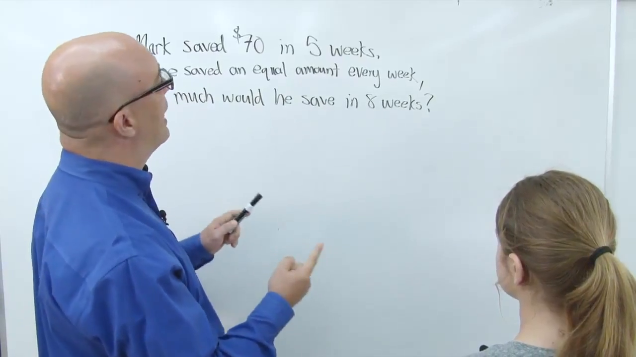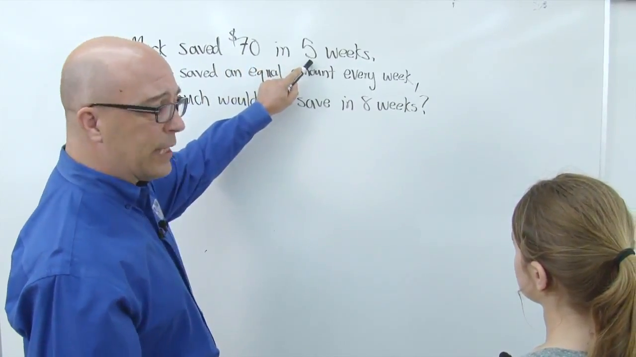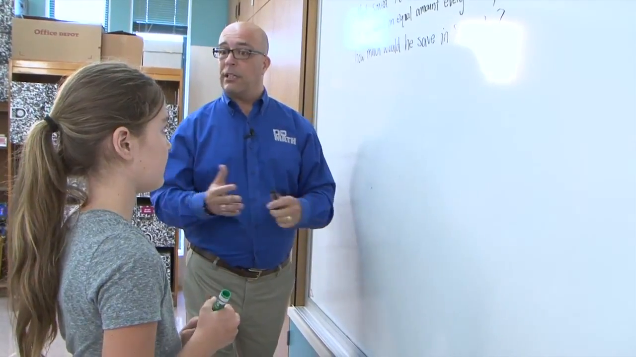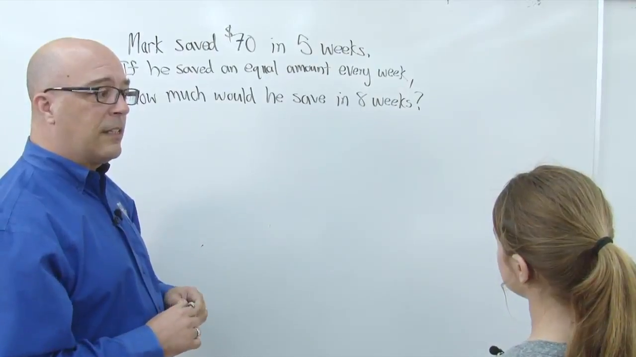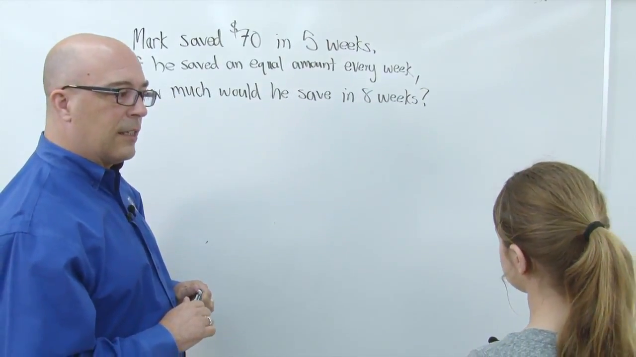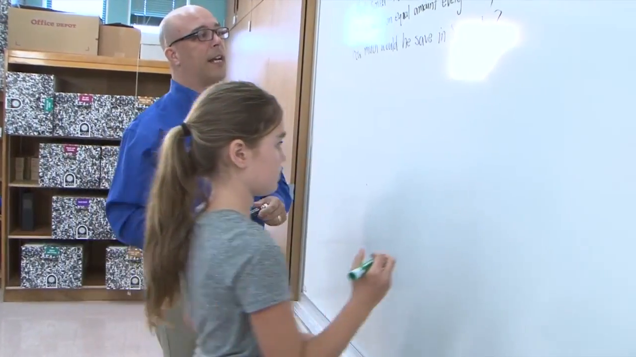Okay. Instead of 2 weeks or 3 weeks, how about if we find 1 week? How would we find out how much we had in 1 week? If you made 70 in 5 weeks, how would we figure out how to find that? Dividing. Okay, so what would you like to divide? 70 by 5? 70 divided by 5? Yeah. All right, so go ahead and work that out.